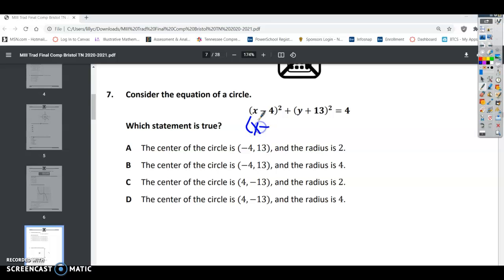So we're going to have (x minus h) squared plus (y minus k) squared equals our radius squared. So we need to find h, k, and r. All right, so our h and k: this is x minus h, so that means h is 4. And then y plus 13, so y minus a negative 13 would be my k.